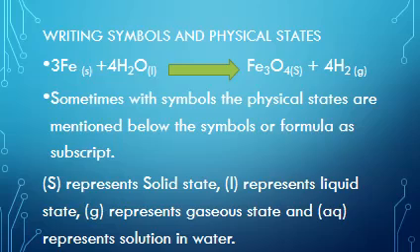If we write l, that represents liquid state. That means H2O here is in liquid state. While small g is representing gaseous state. That means hydrogen is present over here in gaseous state. Sometimes in the bracket small a and small q is written. That represents aqueous solution. That means the substance is in the form of solution in water.